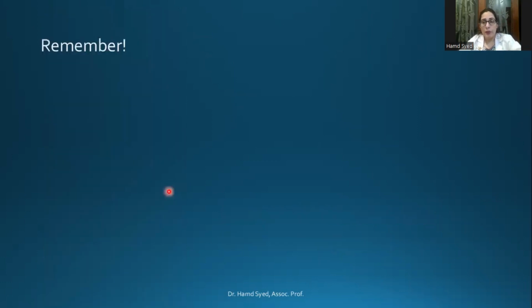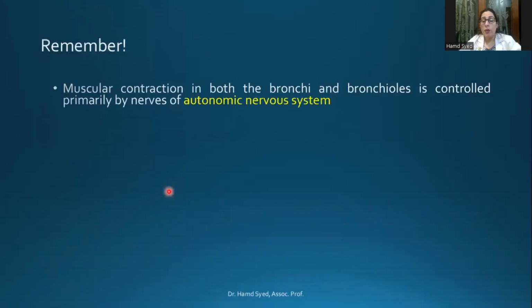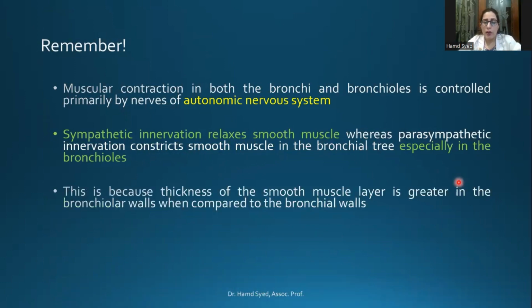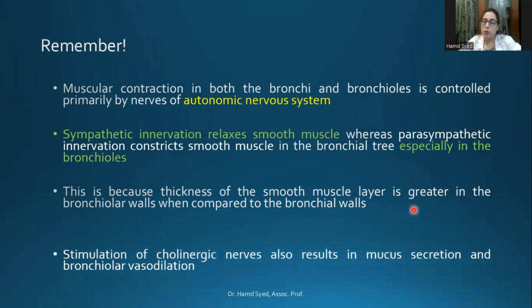Remember, when we talk about the respiratory system, keep in mind it is the autonomic nervous system which supplies this respiratory tract, and it controls the muscular contraction in both bronchi and bronchioles. Sympathetic innervation relaxes smooth muscle, whereas parasympathetic innervation constricts the smooth muscle in the bronchial tree, especially in the bronchioles. Why are the bronchioles affected especially by the nerves? Because, as we saw in the previous sections, the relative thickness of the smooth muscle layer is much more in the bronchiolar walls when compared to other parts of the respiratory tract. Stimulation of cholinergic nerves also results in mucus secretion and bronchiolar vasodilation.